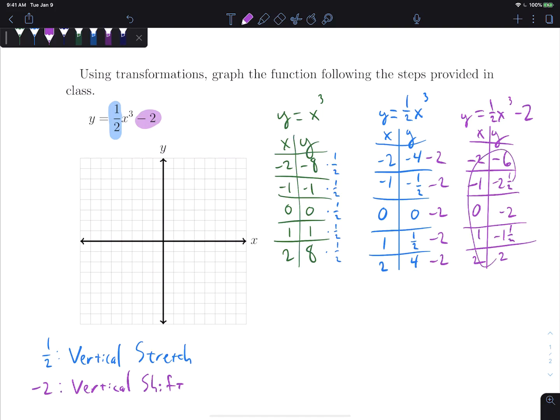So let's go ahead and graph these. -2, -6. -1, -2.5. 0, -2. 1, -1.5. 2, 2. And yes, I did just say 2, 2.